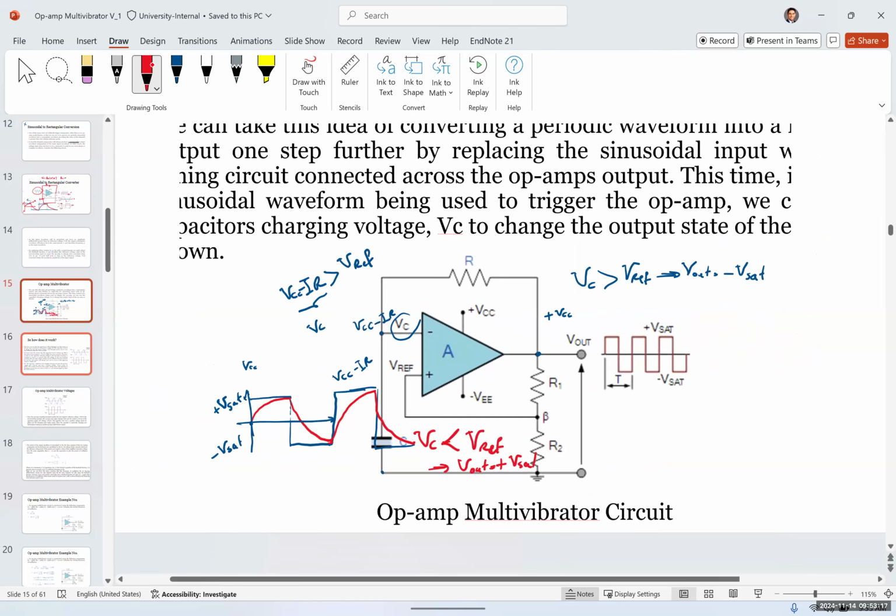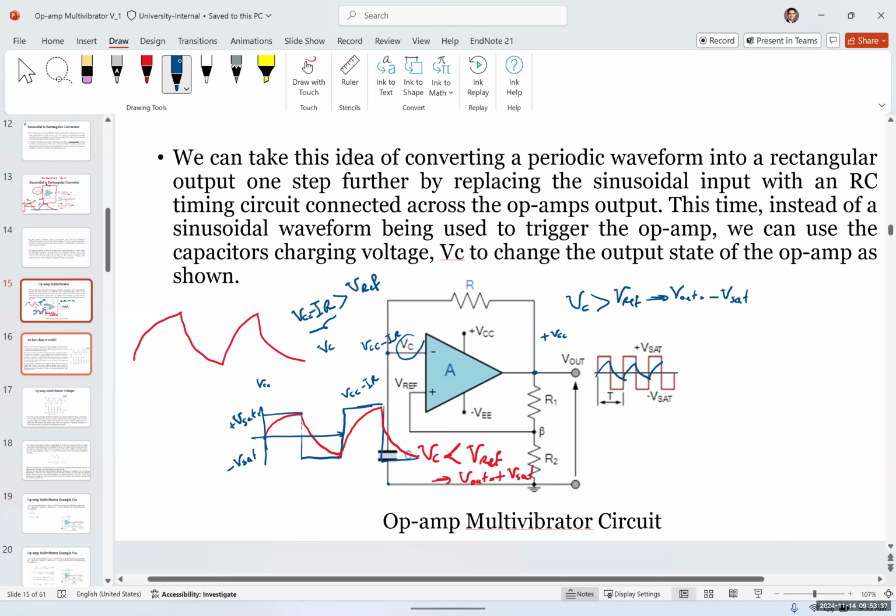So in the input, VC would look like this, and the output would look like a saturation. Actually, I'm going to draw it on this one so you can see. The voltage of the capacitor goes like this, and the voltage of the saturation would look like a rectangle. So we eliminated the need of putting a different signal generator in the input simply by adding an RC circuit. We can create a rectangular signal in the output.